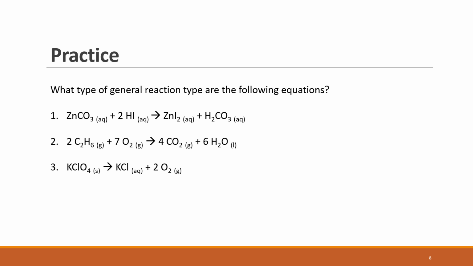So let's look at example number 1. In example number 1, we have zinc 2 carbonate, which is a compound, reacting with another compound, and it looks like what's happening is they're forming 2 new compounds. So this should be pretty straightforward to see that it is a double displacement reaction. And remember, for double displacement reactions, it's always the outer 2 elements combining. So in this case, zinc and iodine combine to form zinc 2 iodide as one of the products. And then the inner 2 also combine. So we have the carbonate ion combining with hydrogen to form the other product.